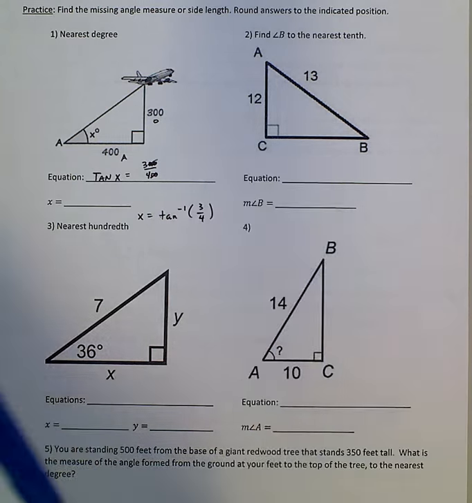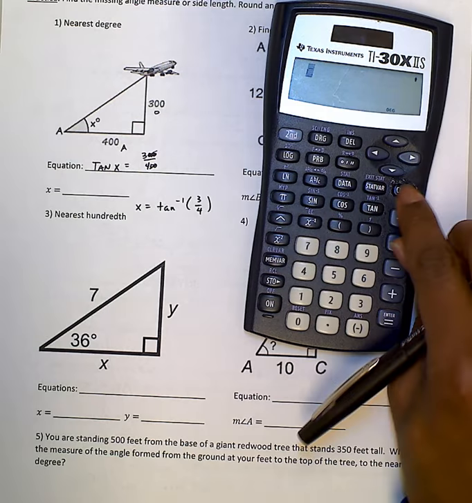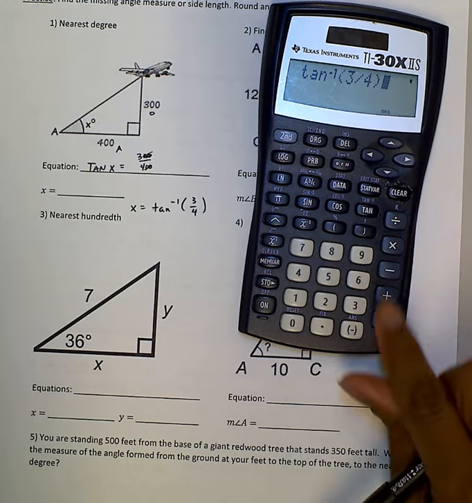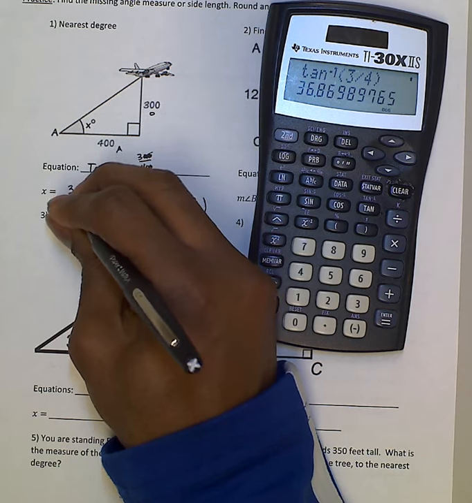Okay, my calculator, as I type that in, and I'll just show you guys here, the inverse tangent of 3 over 4 is 37 degrees, 36.86, but to the nearest degree is 37.